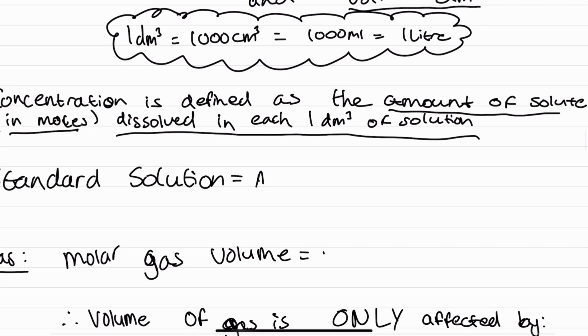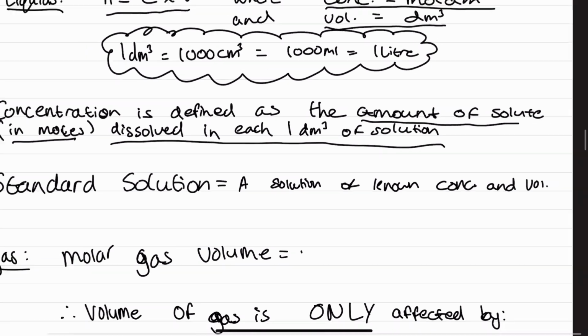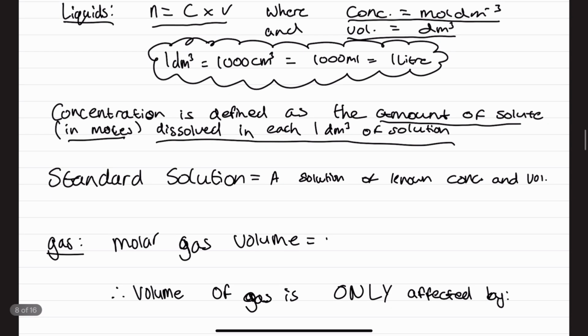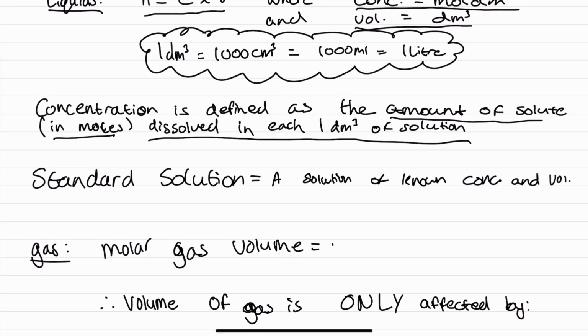Standard solution. This is a solution of known concentration and volume. And that is it. That is all you need to write down in an exam. That's how the definition comes up in the mark schemes, and that's completely fine. Now, the reason why standard solution is important in experiments is because it allows us to do these C1, V1 is equal to C2, V2 calculations. Now, this comes up later on with titration, so we won't go over it now.